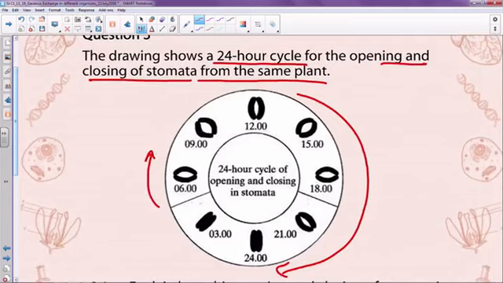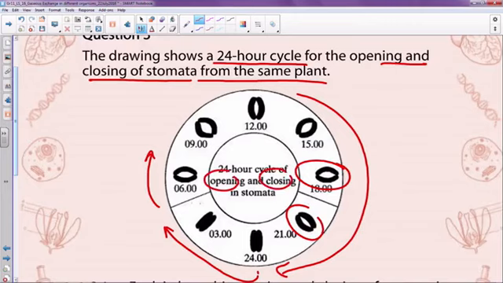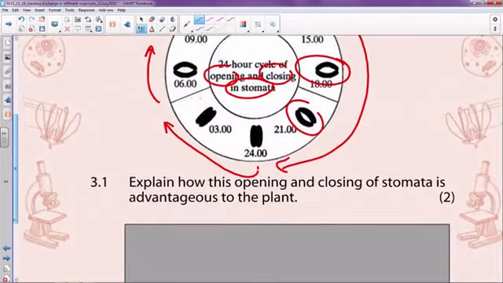Here's 6 a.m., stomata open, 9 a.m., opens more, at 12 it's slightly closed, it opens further again at 1500 hours, and then at 1600 hours it's almost maximum open, and then it begins to close. And then as you get to 3 a.m. in the morning, the stomatal pore between 12 and 3 a.m. is completely shut. So this shows you a 24-hour cycle of the opening and the closing of the stomata in a plant. Let's look at 3.1.